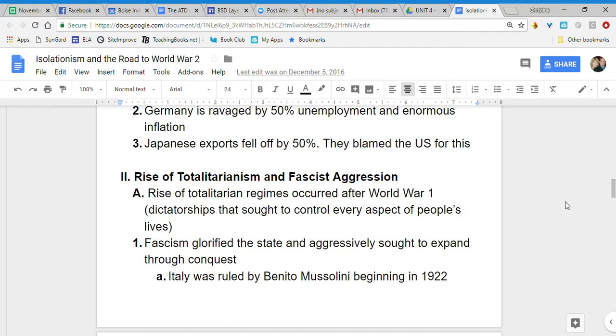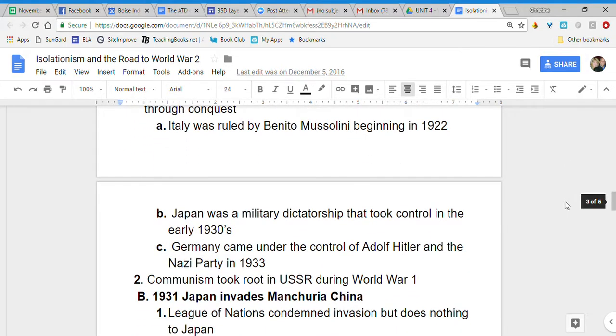Fascism glorified the state. Hitler won support because he said, we were sold out. We are a great nation. We are a great people. And a lot of Germans felt that way, that we are great. We are exceptional. Italy, underneath Benito Mussolini, began the same thing in 1922. And the thing that he did was he was able to get people back to work and working again.